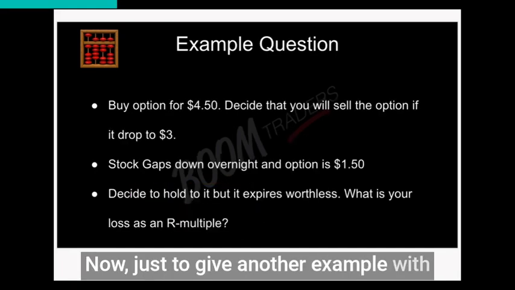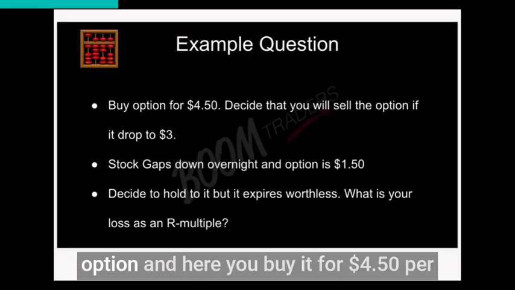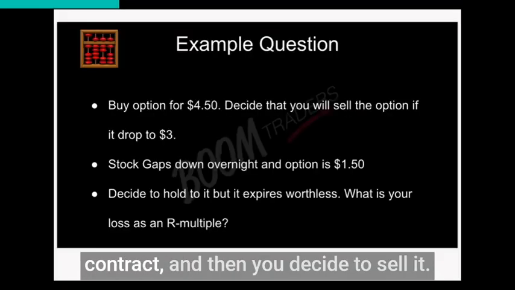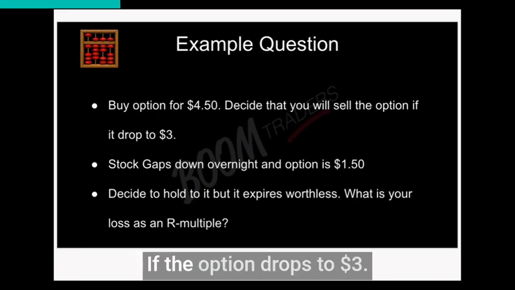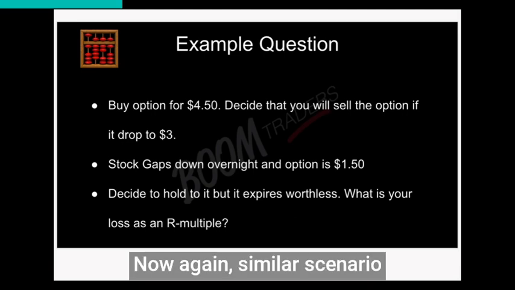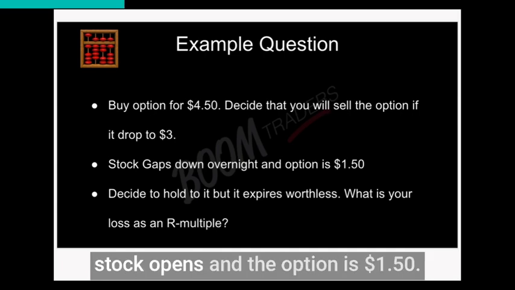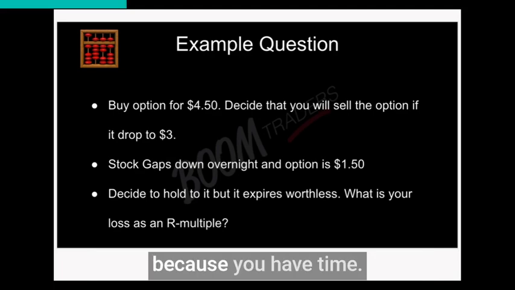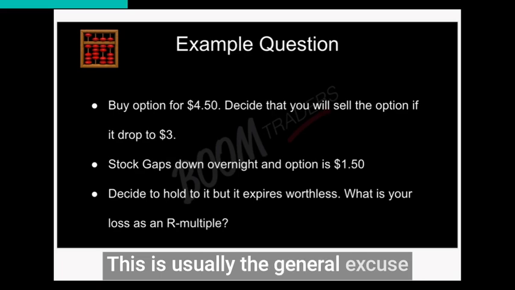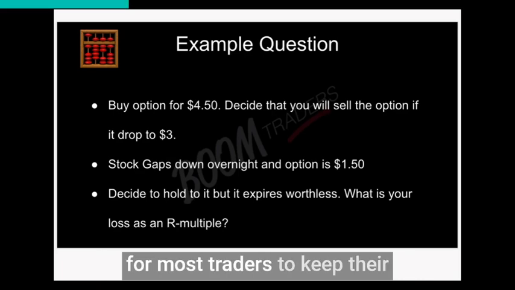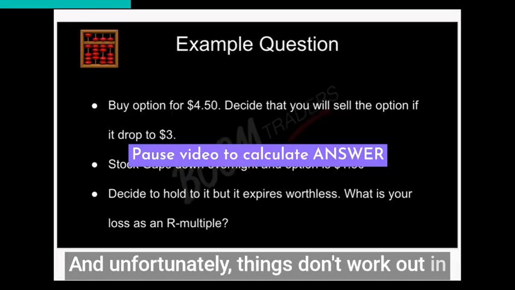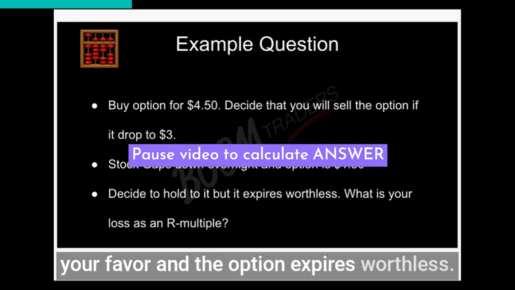Now, just to give another example with another instrument, imagine you buy an option, and here you buy it for $450 per contract, and then you decide to sell it if this option drops to $3. Again, a similar scenario where the stock gaps against you, it goes down overnight, and the stock opens and the option is $150. Now you decide to hold because you have time. This is usually the general excuse for most traders to keep their options when they gap against them. And unfortunately, things don't work out in your favor and the option expires worthless.